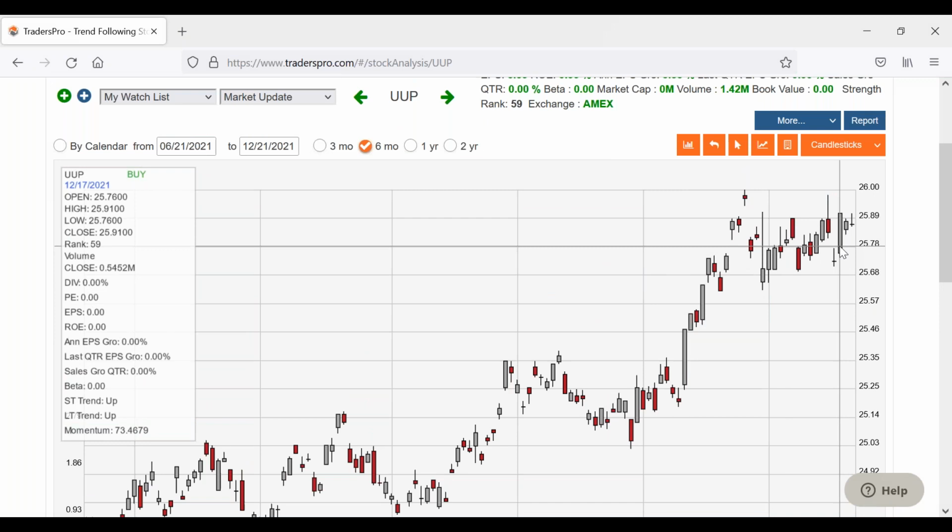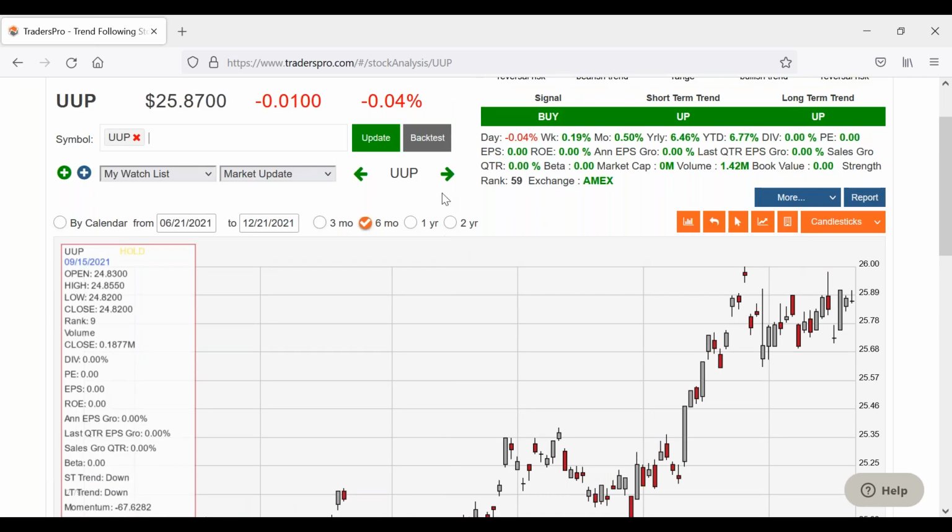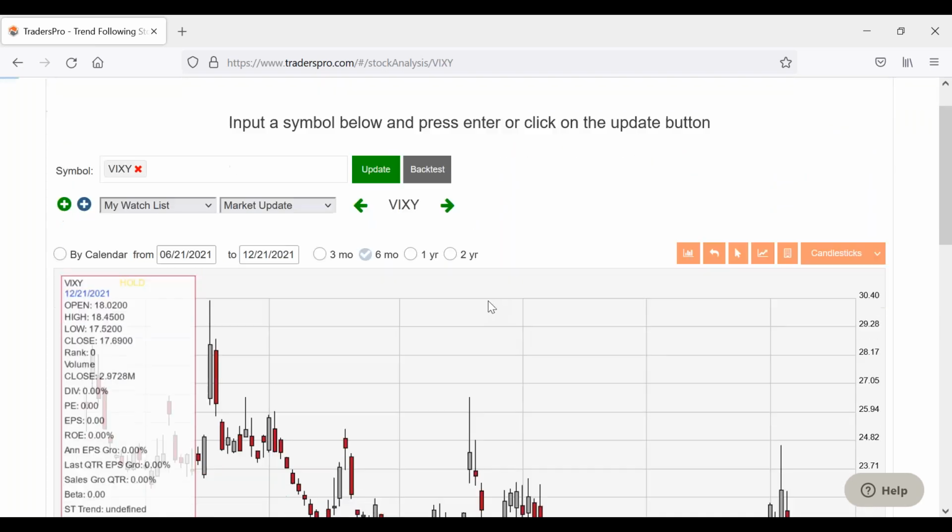And you had a real strong move Friday in the dollar. It hasn't broken out yet, but the expectation is that we should continue to move higher.